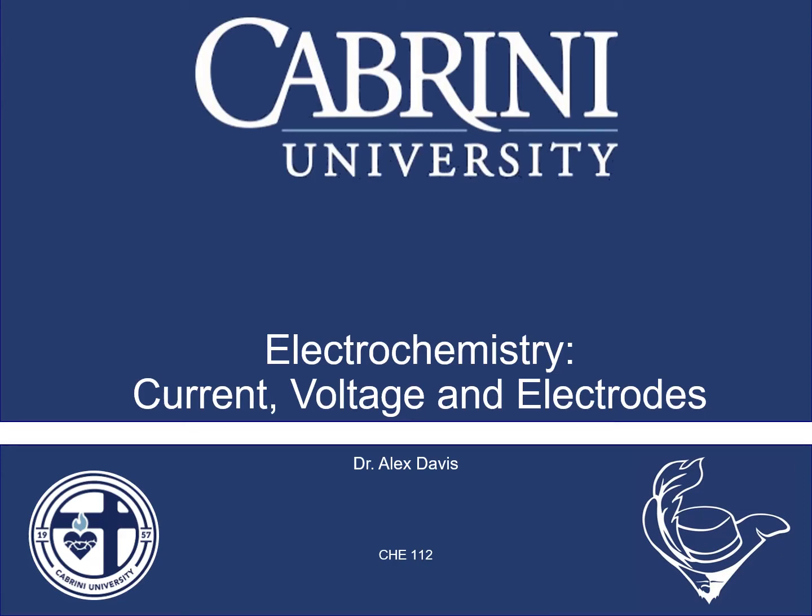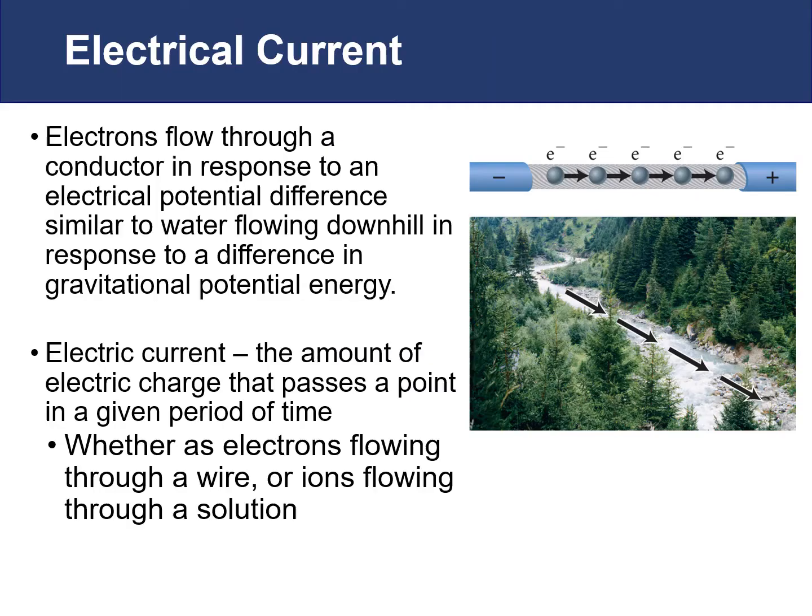In this video, we will be talking about the terms current, voltage, and electrodes. Redox reactions that are used in electrochemical cells are essentially reactions in which electrons are passed between the reducing agent and the oxidizing agent. So when we're trying to get energy out of them, we typically will take those two cells, separate them, and pass the electrons through a wire.